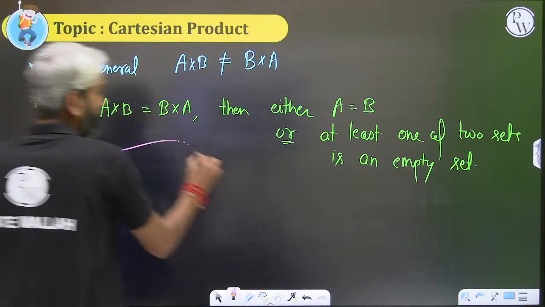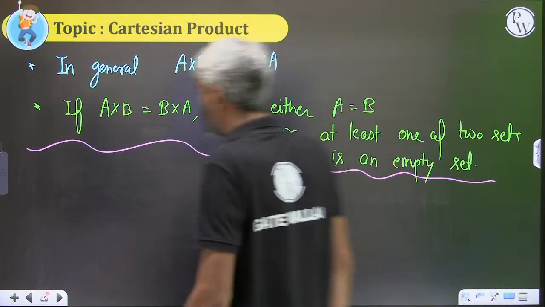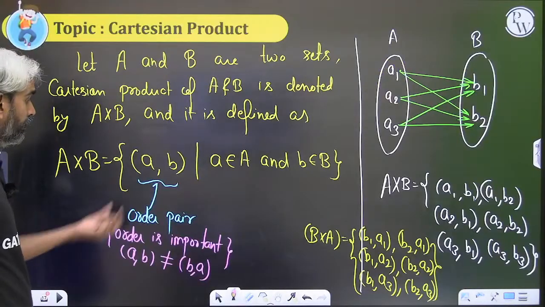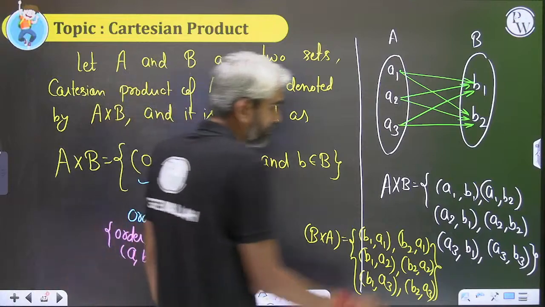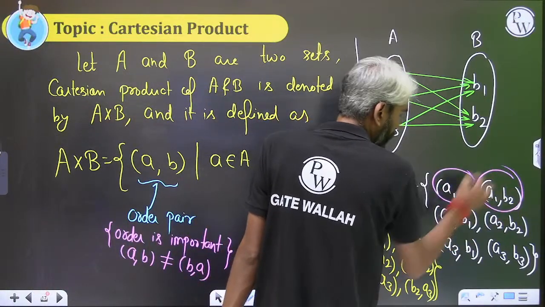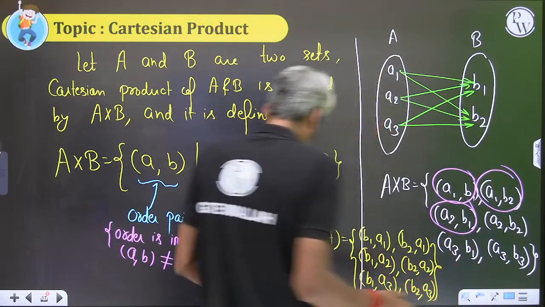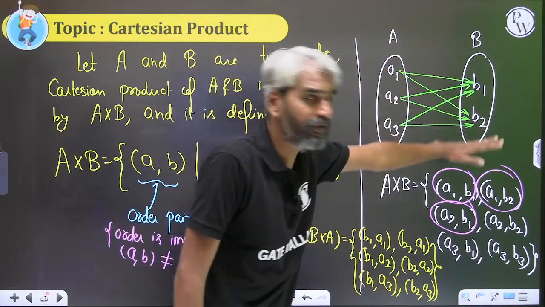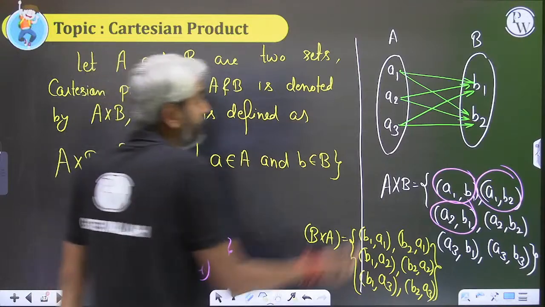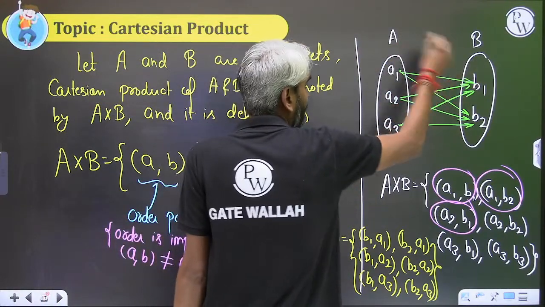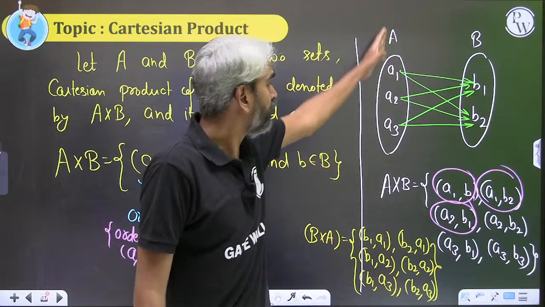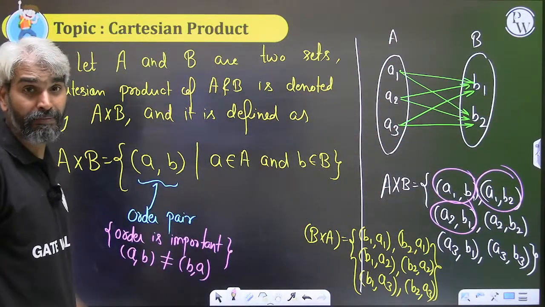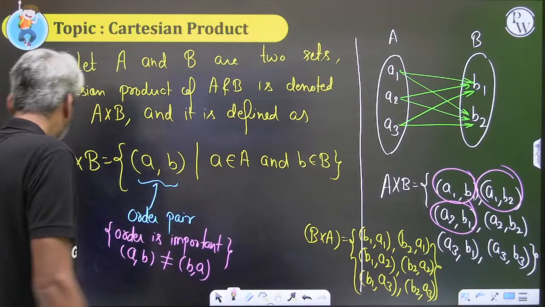What is related to cardinality? One complete ordered pair will be treated as one element, sir. This is one element of A cross B, this is another element of A cross B, this is another element of A cross B. So how many elements are in this A cross B? Sir, every element of set A will relate with every element of set B. So if the cardinality of set A is M and the cardinality of set B is N, then each one of these M elements will relate with each one of N elements. Therefore, the total number of ordered pairs will be M into N.